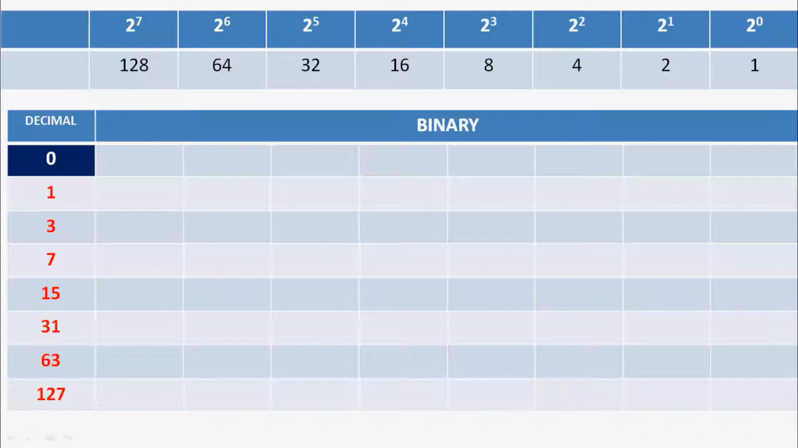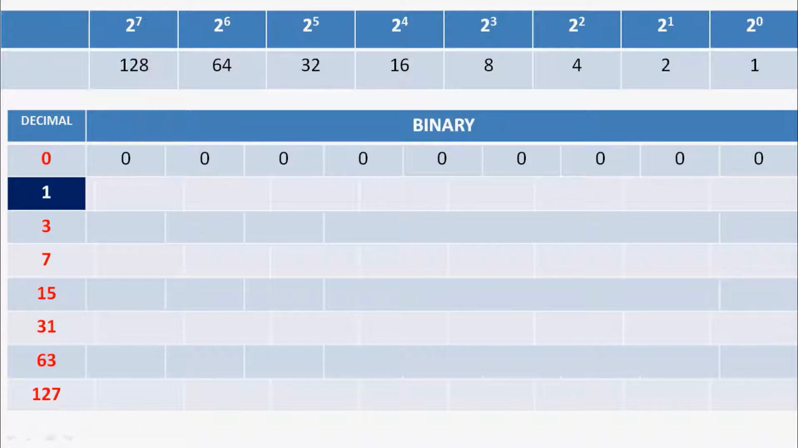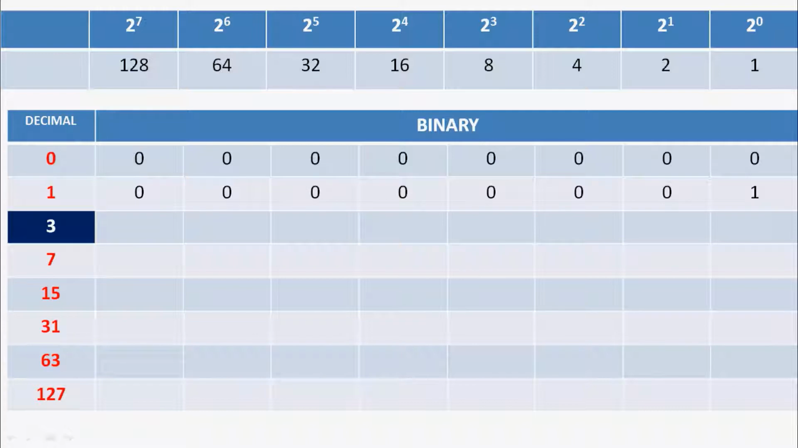First of all, we will come to 0. There is no doubt all 8 bits are 0, and we know the number 1. There is no doubt the least significant digit will be 1, and the remaining 7 bits zeros. Now we will come to 3, but this 3 is not available in the above table. How can we build this 3 with the help of one or two or more numbers?